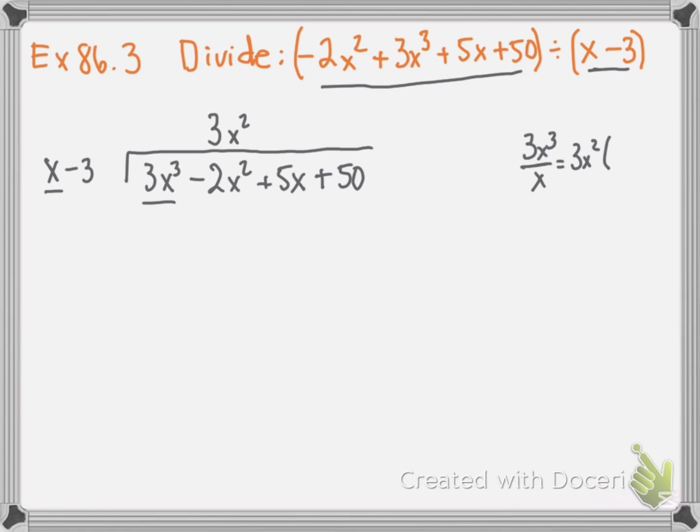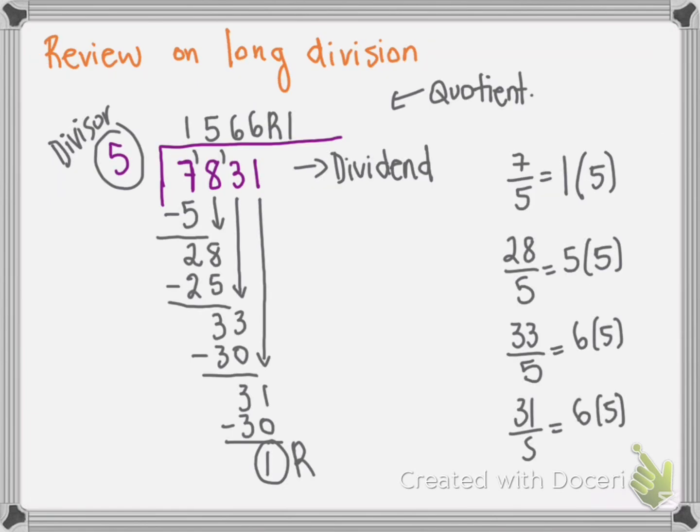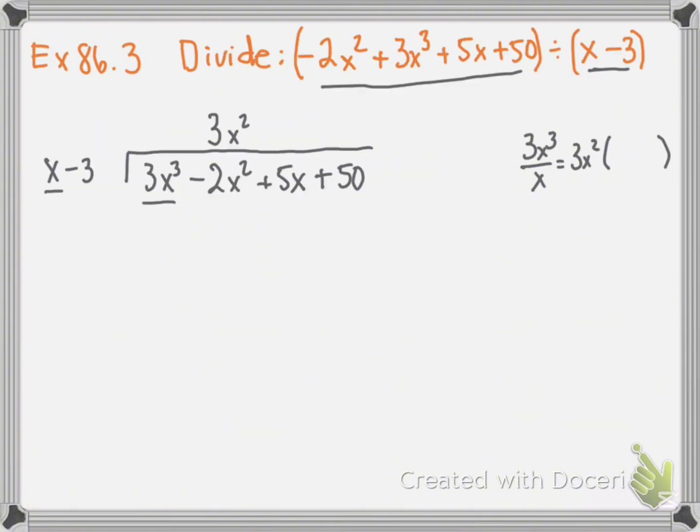Now we're going to multiply times what we multiply on the other one. Remember, we multiply by the divisor, which is x minus 3. When I multiply that, I have to do the distributive property. So 3x squared times x is 3x to the third power, and 3x squared times negative 3 is negative 9x squared.